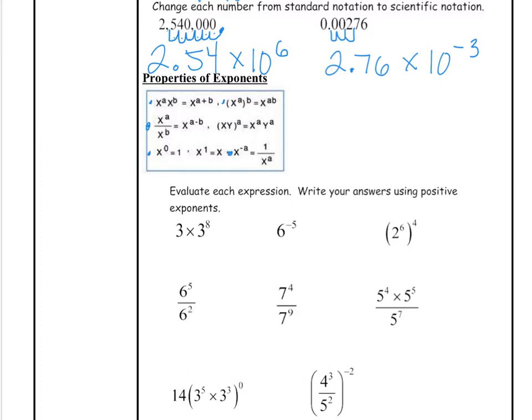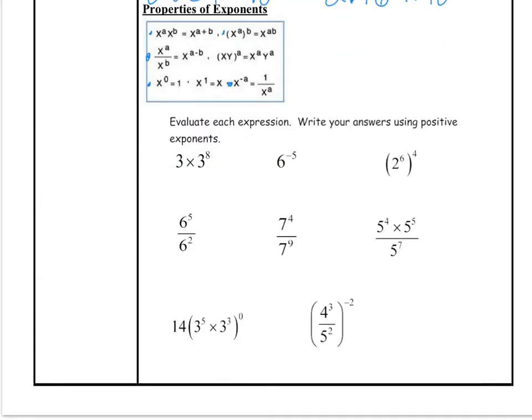First example, I have 3 times 3 to the 8th. Well, 3 doesn't have an exponent right now, but there's only one of them, so it's 3 to the 1st. Since I have the same base and it's being multiplied, I add my exponents. So this is really 3 to the 1st plus 8, so it's 3 to the 9th. I add my exponents.